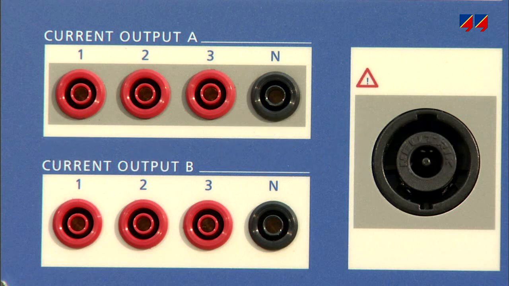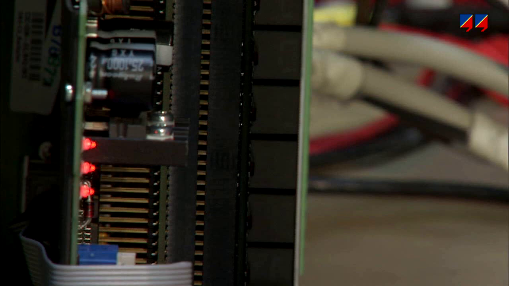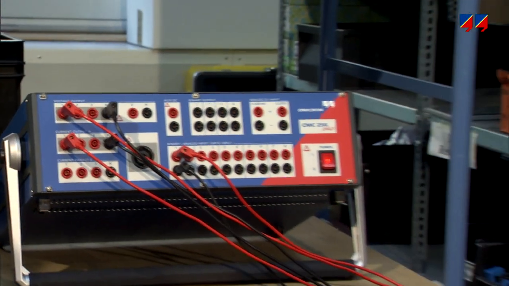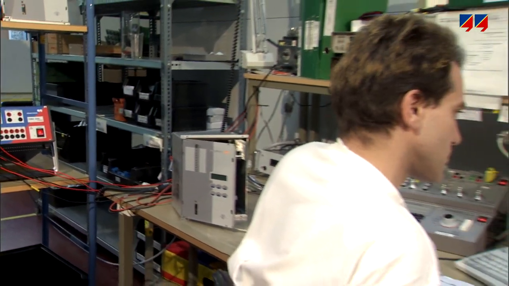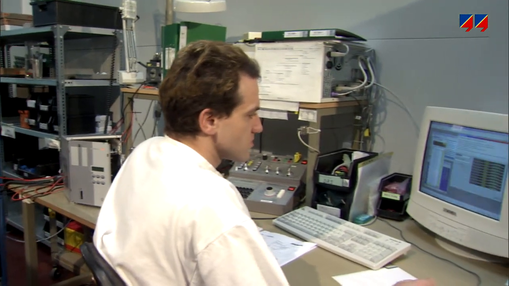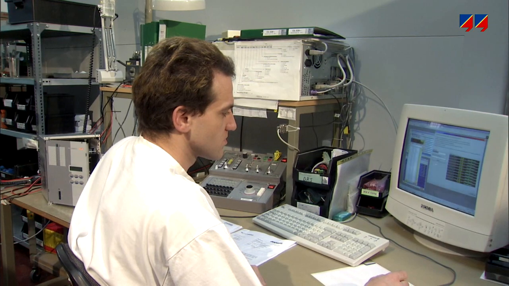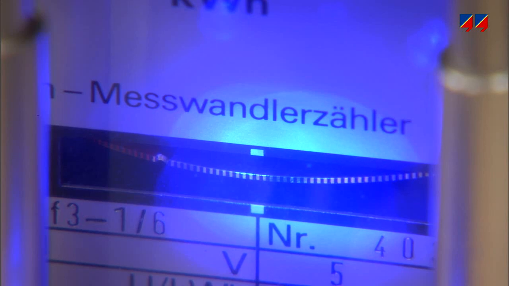Many tests take place at low voltage or current amplitudes. By automatic range switching, the CMC 256 Plus increases the output accuracy of such small values even further. Such high accuracy at small signal amplitudes is, for instance, required when testing protective functions with low switching thresholds, such as sensitive ground fault protection or the reverse power function of generator protection. It is also needed for meter testing, especially for the creep test, which determines the stability of the meter.